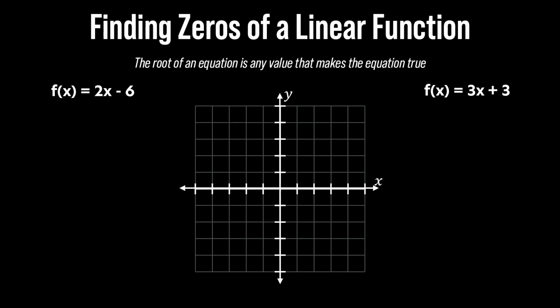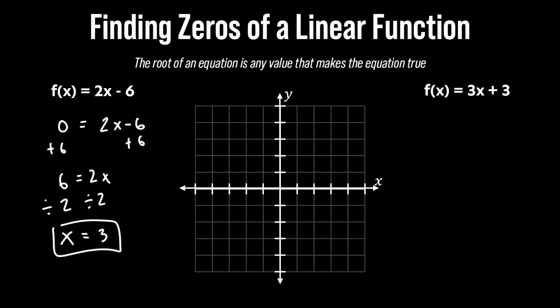So let's find the root of these two equations. First, we have f of x is equal to 2x minus 6. Now let's do it without using the graph. All we have to do is set f of x to 0, and we get 0 is equal to 2x minus 6. Then we add 6 to both sides, and we get 6 is equal to 2x, to which we can divide by 2 on both sides, and we get x is equal to 3.